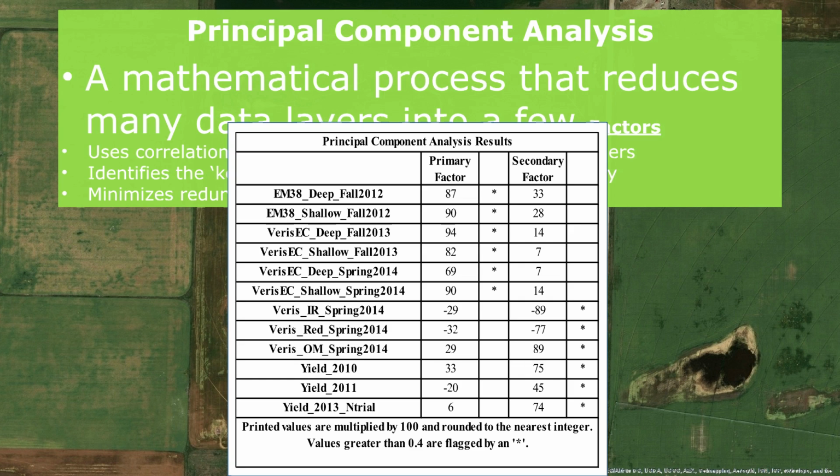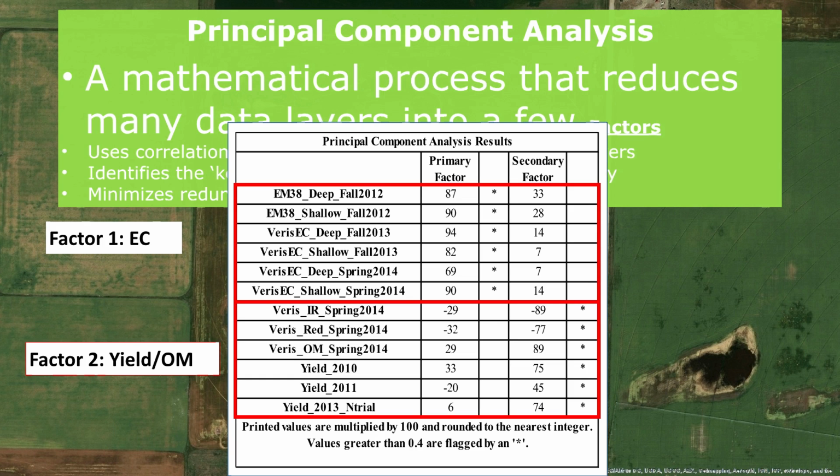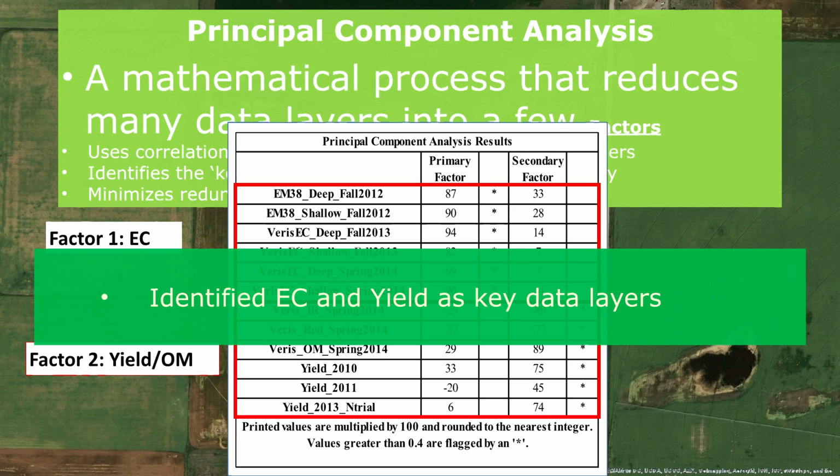So they'll load up on a separate factor. So at the end of the day, we went through the process and it identified 2 factors as being the key factors among the data that we had that help us understand variability in the field. The first was conductivity, and the second was yield and organic matter. So we made sure we focused on those 2 layers. So EC and yield as our key data layers. That's really the key out of the principal component analysis.